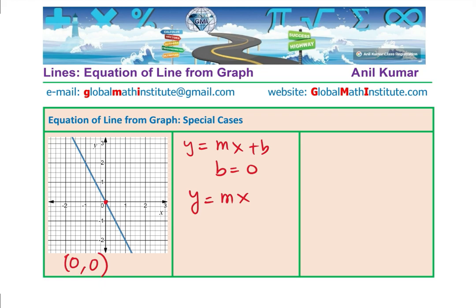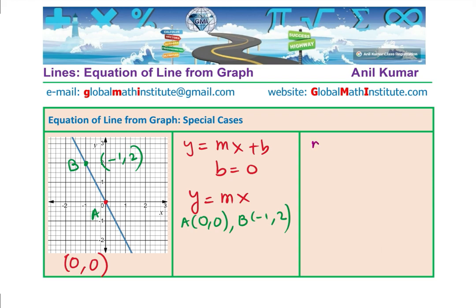To find the slope, I need another point. So let's identify another point here. We identified a point whose coordinate values are minus 1, 2. So we have 2 points now. Let's call this A and this B. So A is 0, 0 and B is minus 1, 2. The slope expected is negative since the line is going downwards.